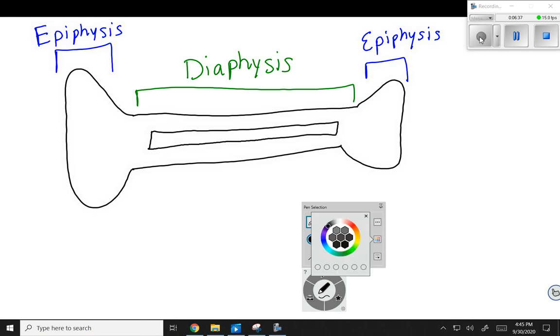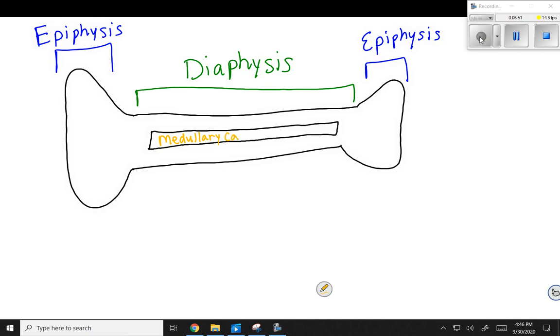Let's go with a nice yellow color and let's see if you can read this. Oh yeah, that looks good. Medullary cavity. Medullary means middle, so it basically means a cavity in the middle of the bone, and this is where we find yellow bone marrow, and it's yellow because it stores fats, so all of our triglycerides are in there.